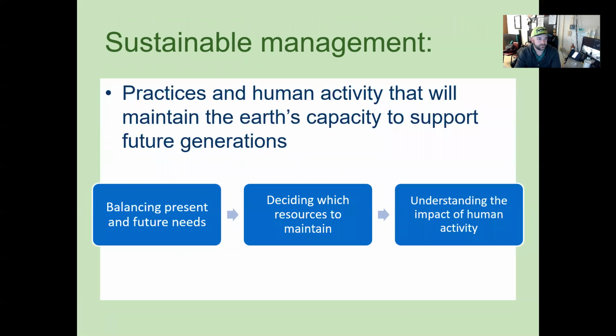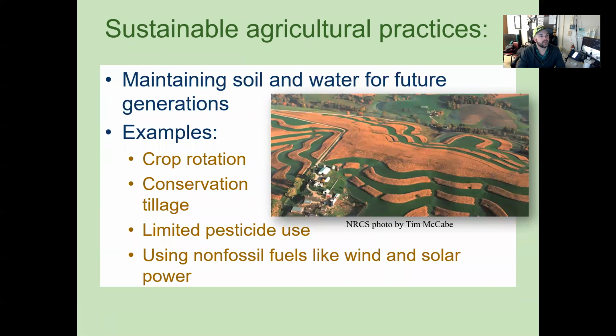Understanding sustainability: sustainable management practices are human activities that will maintain the Earth's capacity to support future generations. This means balancing present and future needs, deciding which resources to maintain, and finally, understanding the impact of that human activity. Some sustainable agricultural practices maintain soil and water for future generations. Examples include crop rotation, which helps keep nutrients in the soil over time so you're not overusing it. You also have conservation tillage, limited pesticide use, and using non-fossil fuels like wind and solar power.